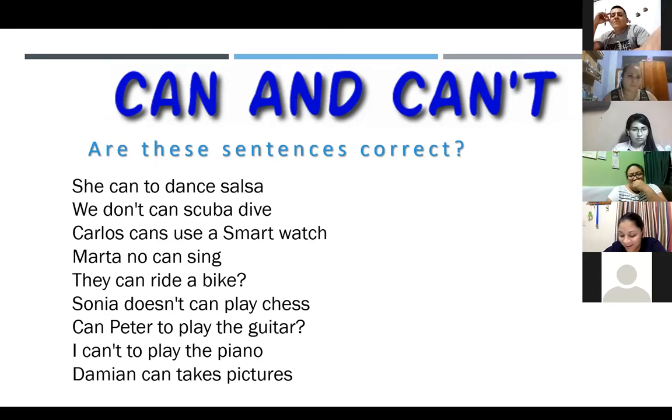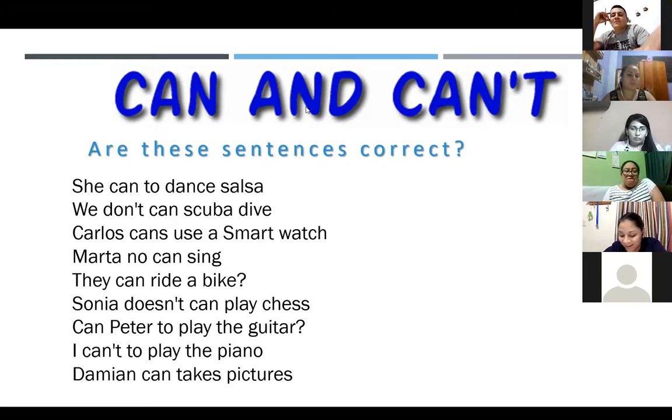She came to dance salsa. ¿Cuál es el error? You don't know? Okay, Miss Jenny, can you find the mistake in the number one? I think the mistake is the to. Exactly. No utilizamos la preposición to para separar los verbos. She can't dance es la forma correcta, sin el to.